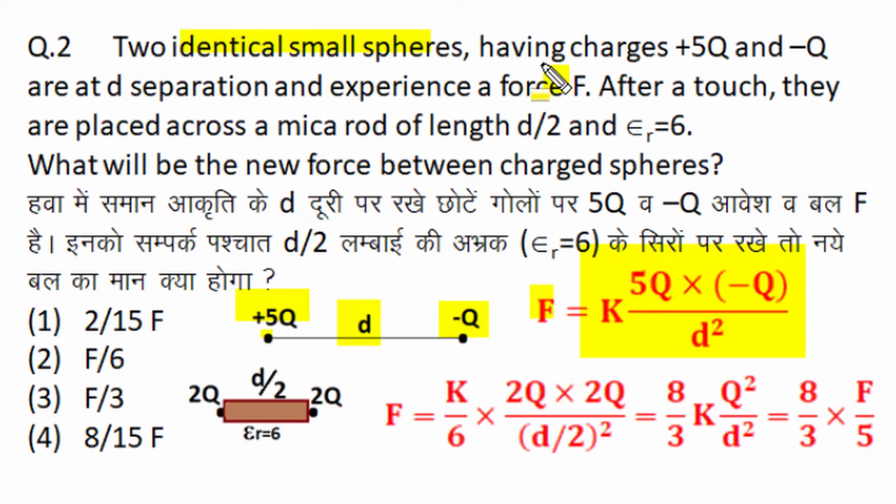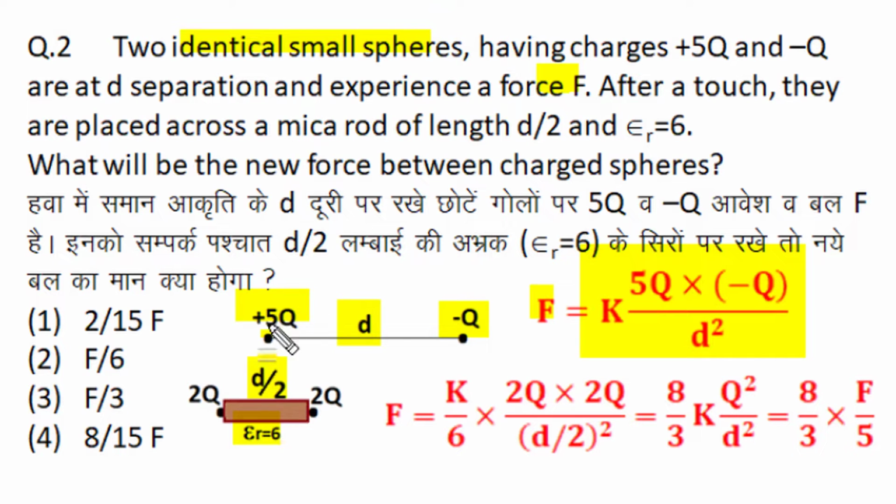Now they are touched, and after the touch they are placed again at the 2 edges of a mica slab of length half of the previous separation, that is d by 2, and the relative permittivity of mica is 6. Then we have to find out the force in this new position.